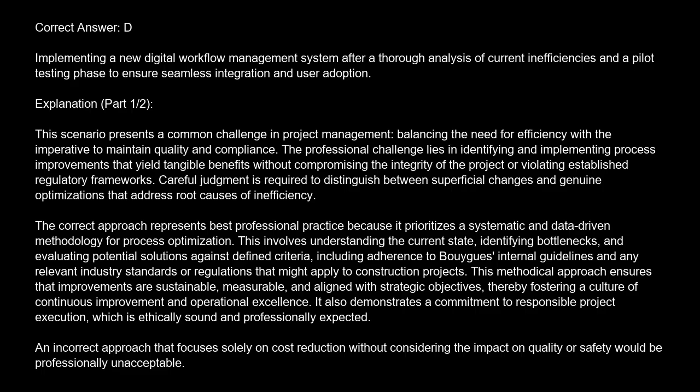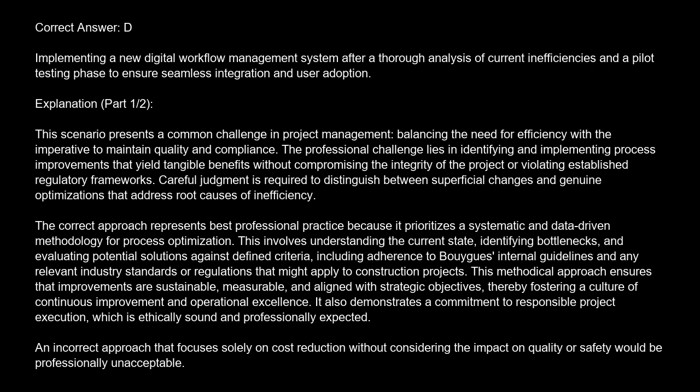Explanation: this scenario presents a common challenge in project management, balancing the need for efficiency with the imperative to maintain quality and compliance. The professional challenge lies in identifying and implementing process improvements that yield tangible benefits without compromising the integrity of the project or violating established regulatory frameworks. Careful judgment is required to distinguish between superficial changes and genuine optimizations that address root causes of inefficiency.